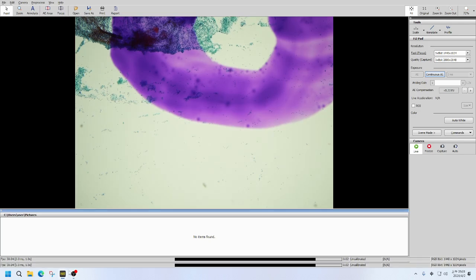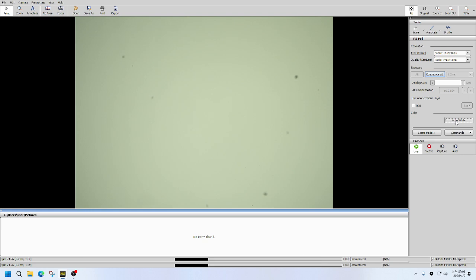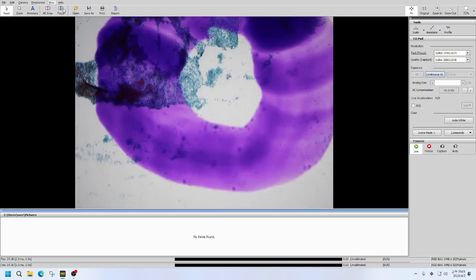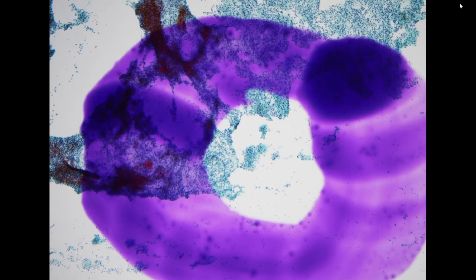So the first specimen is an ascites specimen.